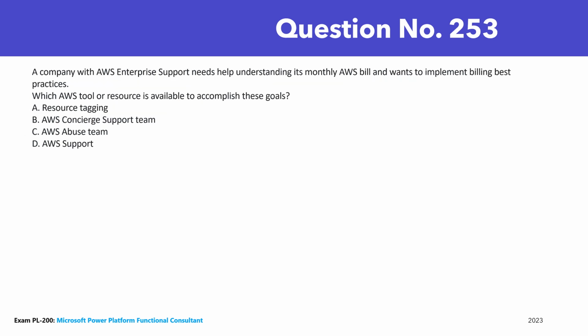A company with AWS Enterprise support needs help understanding its monthly AWS bill and wants to implement billing best practices. Which AWS tool or resource is available to accomplish these goals? A. Resource tagging. B. AWS Concierge Support Team. C. AWS Abuse Team. D. AWS Support. Correct answer, B.